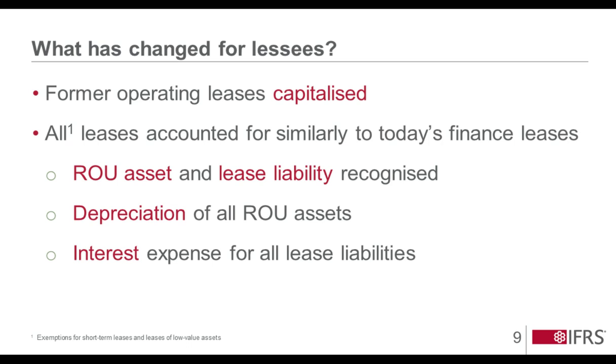IFRS 16 requires a lessee to bring almost all leases onto the balance sheet, and that's with a couple of limited exceptions. That means a lessee entering into a lease is required to recognise 2 things. A right-of-use asset representing the rights the lessee has with respect to the underlying asset in the contract, and a liability reflecting its obligation to make payments to the lessor throughout the lease term. Once on the balance sheet, a lessee accounts for the asset and the liability in the same way it would account for any other non-current asset or financial liability. That is, it recognises depreciation on the right-of-use asset and repayments and interest as the lease liability winds down.